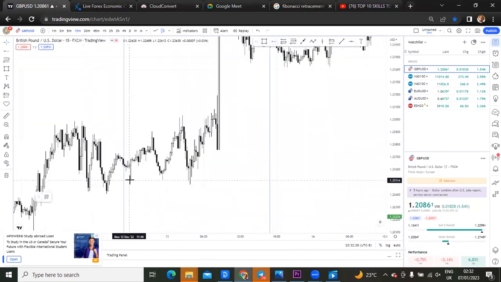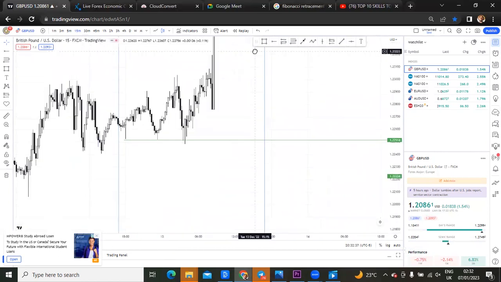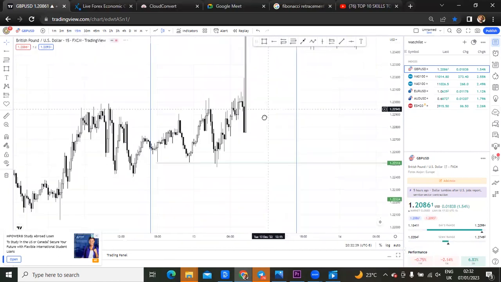And the last one, a nice example: equal lows taken out and spike up aggressively. These things happen day after day.